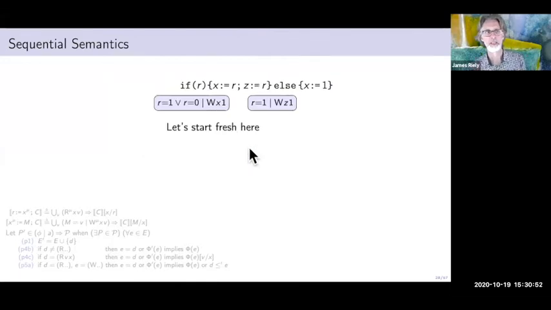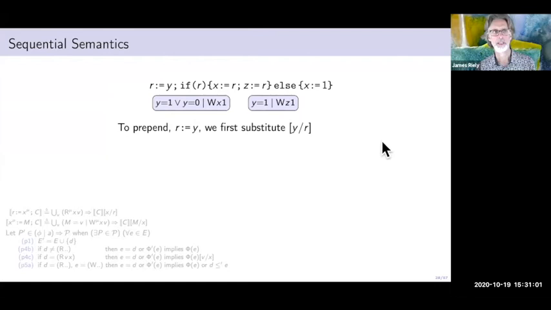All right, so let's start fresh here. We have this program, and now I'm just going to embed it in the rest of the term. So given that, we can first precede this with the read of y. That's going to perform a substitution. So we substitute the r's with y's here.